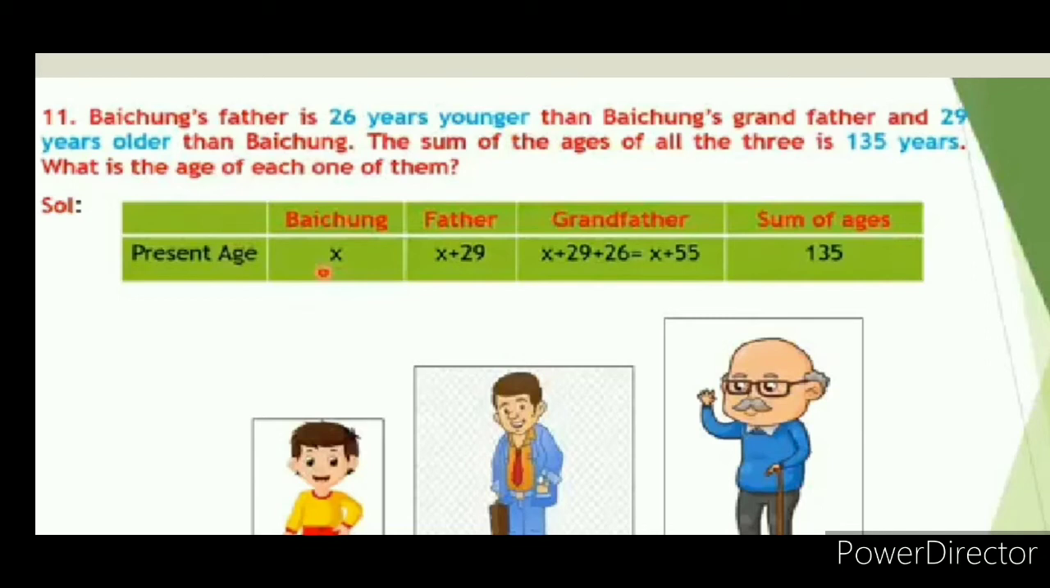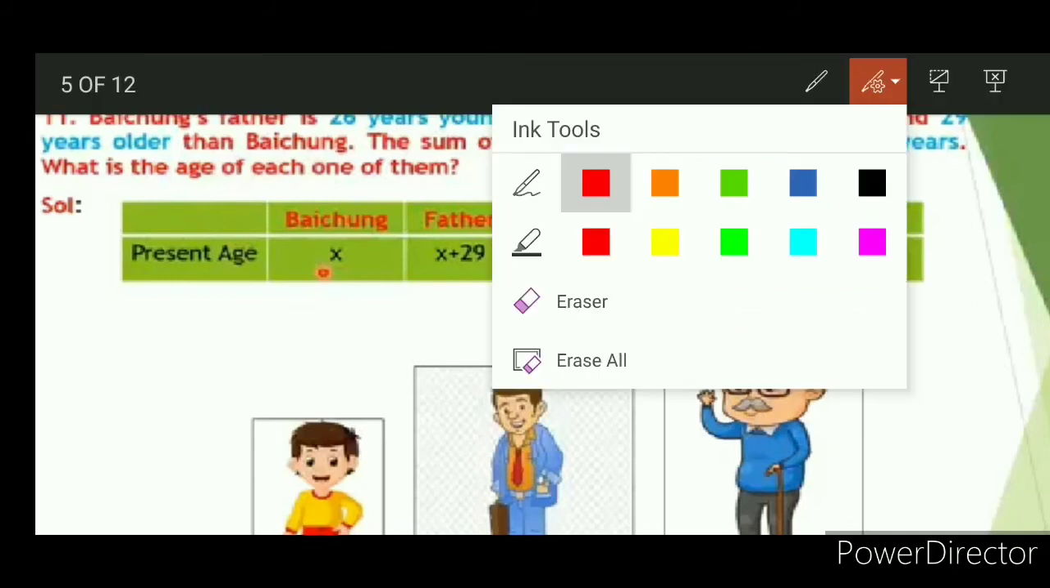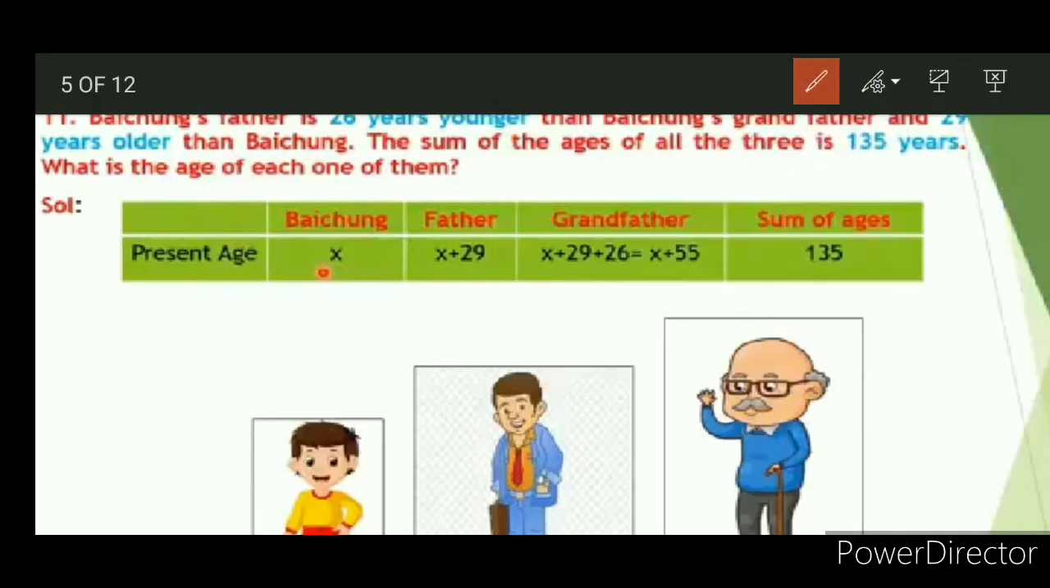See, in the next sentence, to assume the age of Baijung's father, it is given 29 years. 29 years older than Baijung. Who? Baijung's father. Baijung's father is 29 years older than Baijung. So, we can write his father's age is x plus 29 years.